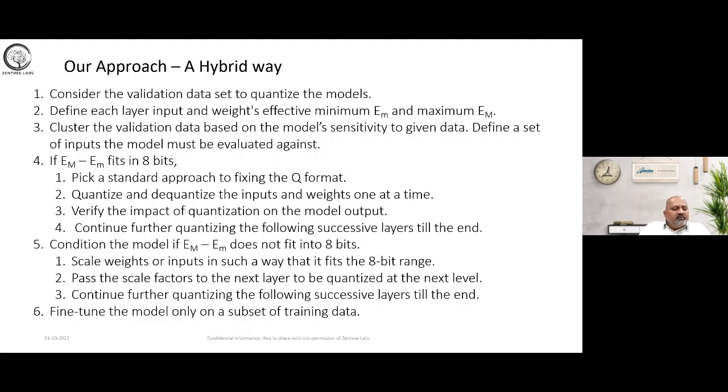Then our approach is actually to first consider the validation data set to quantize the models. Suppose any given neural network is given to you, do you have a validation data set? That is the first question. If you don't have a validation data set, in any case, you cannot go for the quantization. If you do blind quantization, there is nothing guaranteed. You cannot even cross verify what accuracy you can really achieve through that.